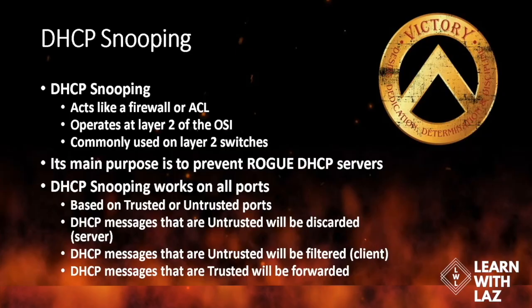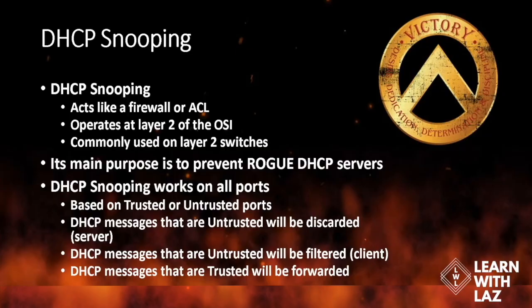All right, DHCP messages that are untrusted. This is somewhat of the process, right? Because when it's going through the DORA, if you're getting a DHCP message that's coming from the server and it's coming through an untrusted port, it's going to discard that completely. It's just going to kill it, okay?